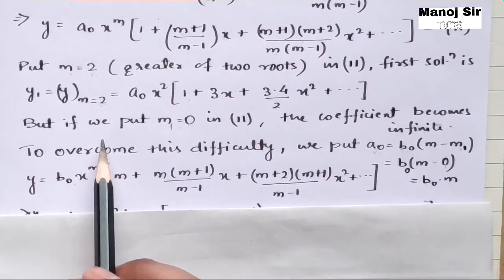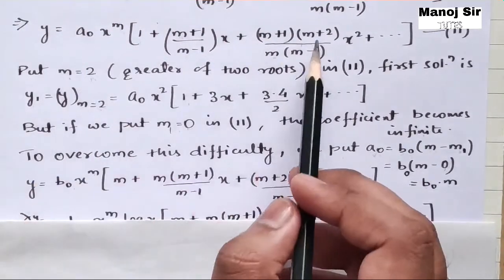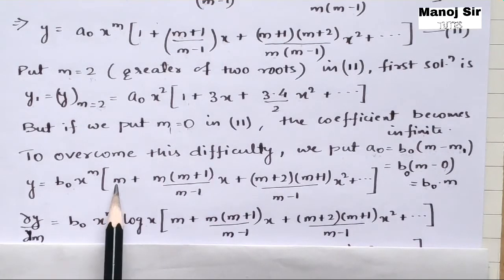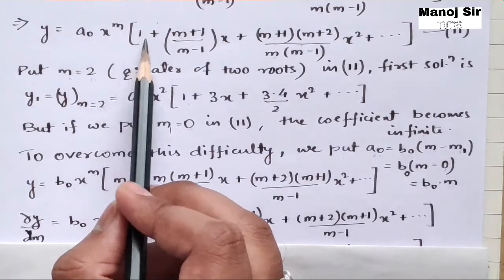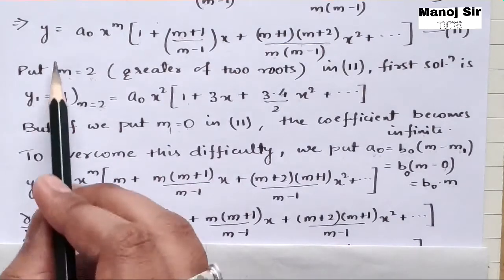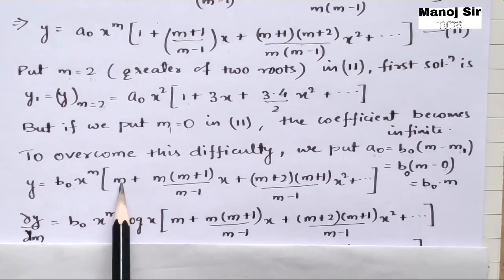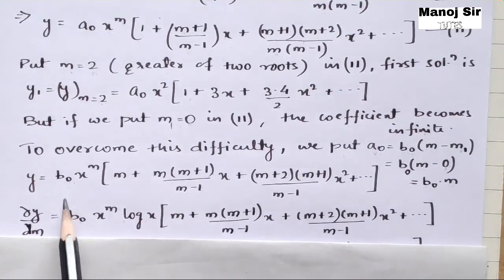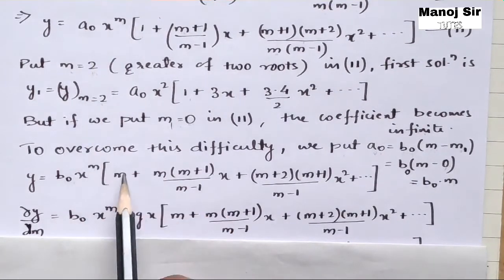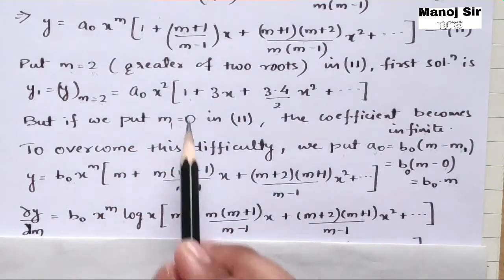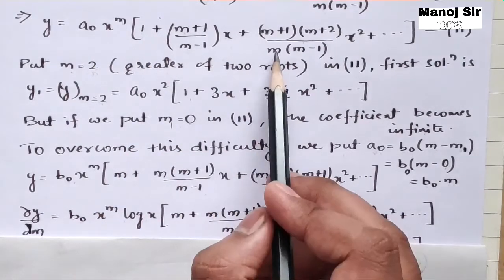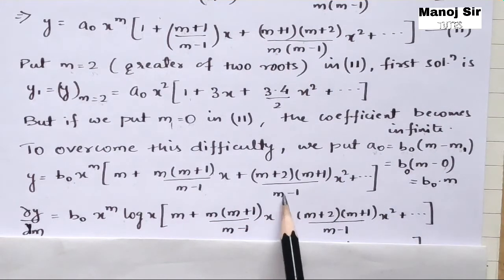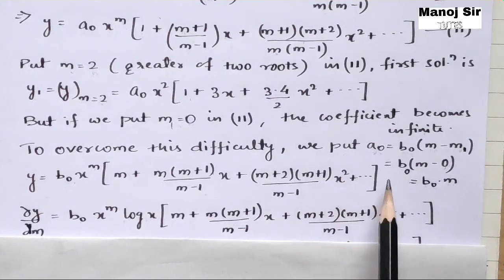Let us see this equation. In place of a naught, we write b naught into m, and we multiply m in all the terms. So y equals b naught into m, with m multiplied in all the terms. Here we get b naught into x to the power m, (m plus m into (m plus 1) upon (m minus 1) into x). Here the m gets cancelled, so we are left with (m plus 2) into (m plus 1) upon (m minus 1) x square plus dot dot dot.